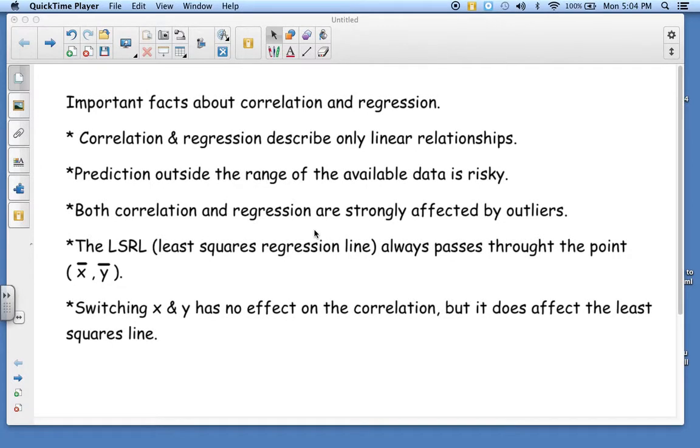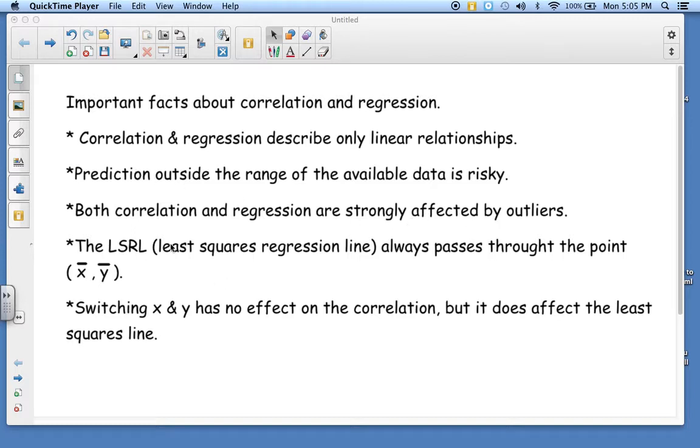Okay, one of the things you're going to have to know for tomorrow when you come into class is some important facts about correlation. Correlation and regression describe only linear relationships. Predicting outside the range of the available data is risky. Both correlation and regression are strongly affected by outliers.